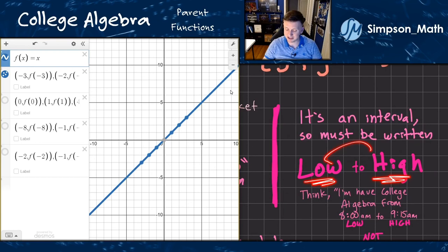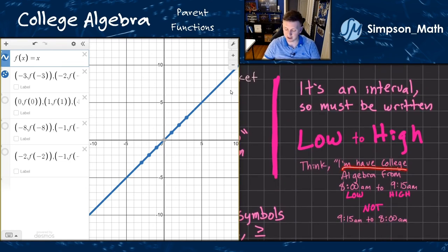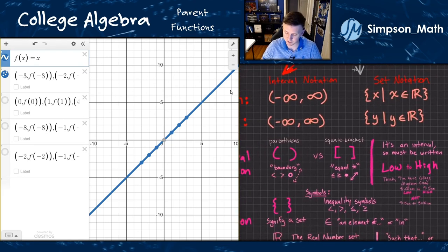Students will often switch these, and they'll give me the high number and then the low number. That is incorrect. One way to think about this: imagine I have college algebra from 8 o'clock in the morning to 9:15 in the morning. That makes sense. You would not say that you're in college algebra from 9:15 in the morning until 8 in the morning. In the way time works, that makes it sound like you're in college algebra for almost 23 hours, and that's very false. So no, it's the low value to the high value. It's from here to there. So make sure that we say the smallest one first.